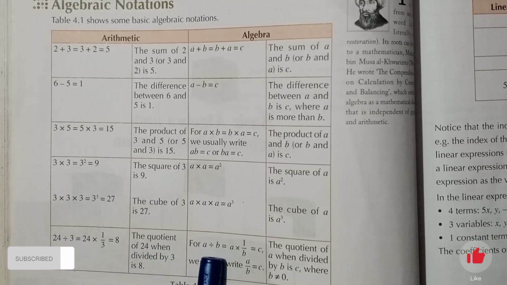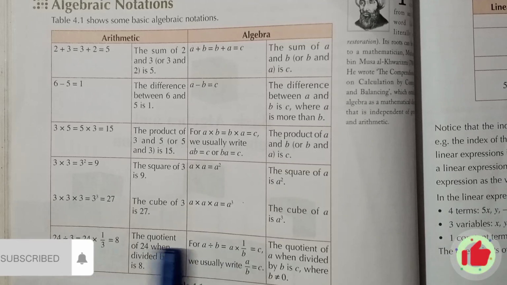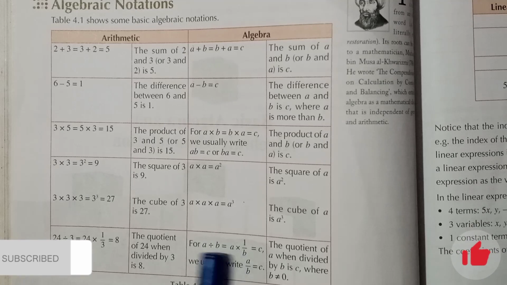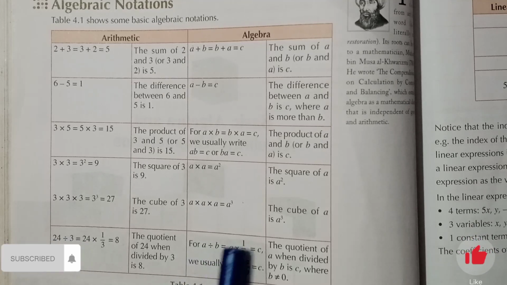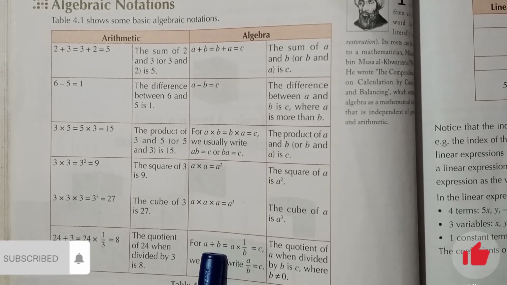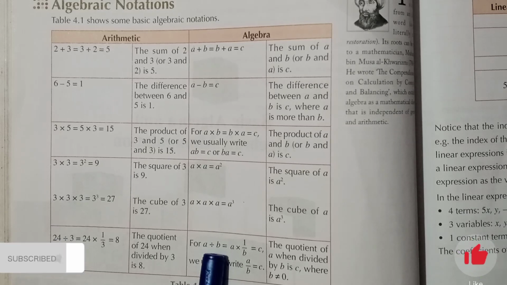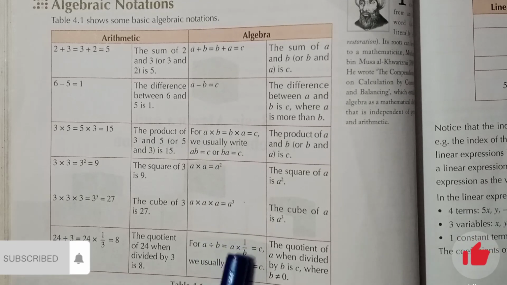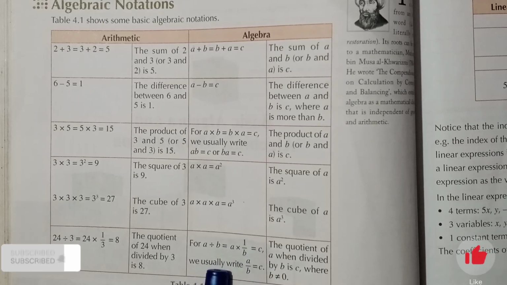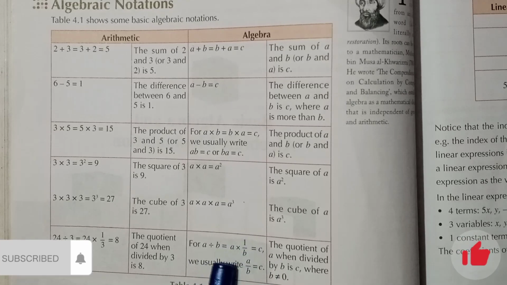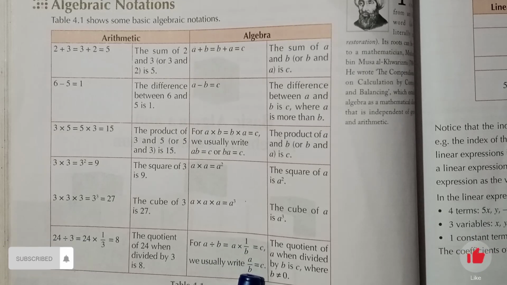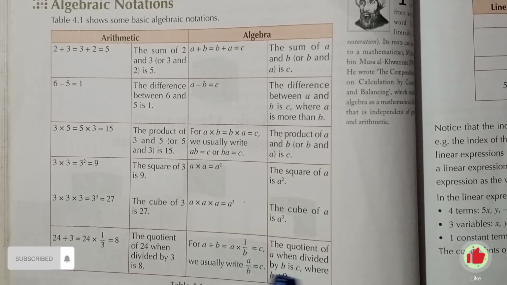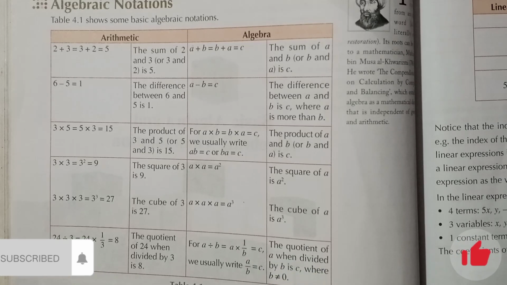For example, a divided by b is equal to, the same as, a multiplied by 1 upon b, because division changes into multiplication, and b is the whole number. So we write 1 upon b equals c. We usually write a upon b equals c. So the quotient of a when divided by b is c, where b is not equal to 0.